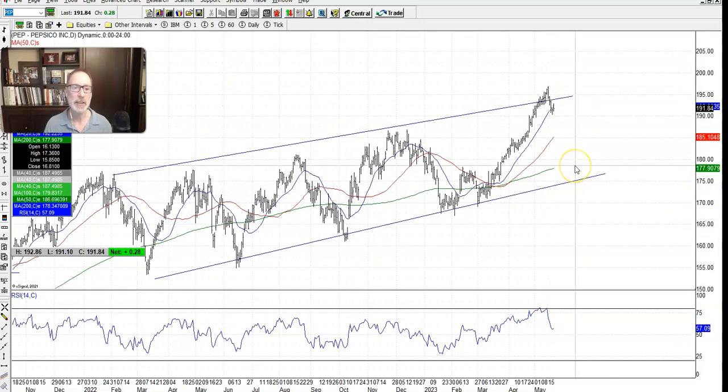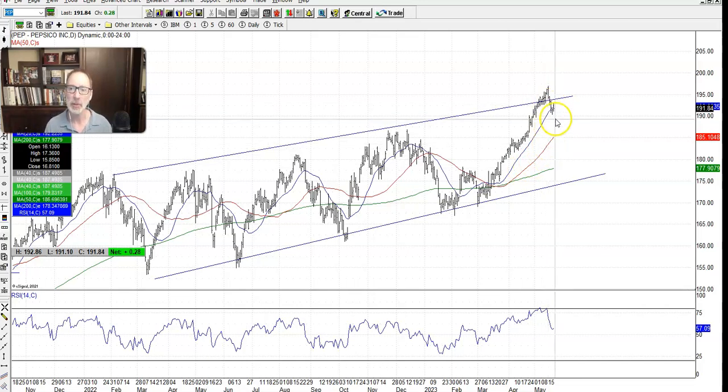Does that mean we have a new bear market in Pepsi? Absolutely not. It just means some of the froth is being taken out. Where will the pullback end? It may just end right here at the 20-day moving average where it's at right now, or it could pull back a little bit more to the 50-day moving average if this debt ceiling thing kind of drags out the next 2 weeks.